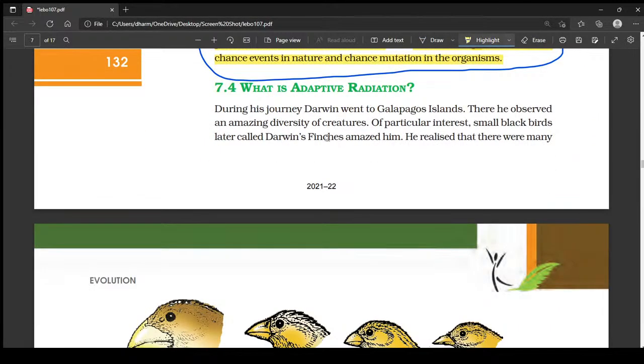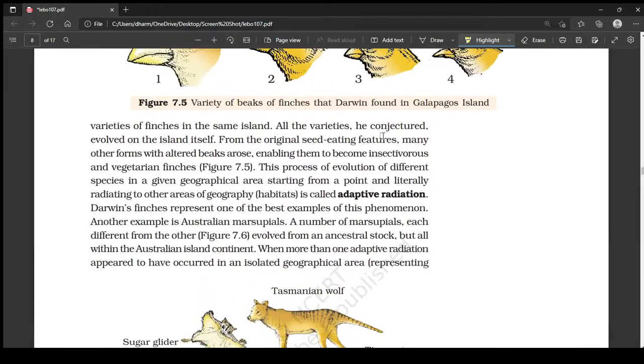What is adaptive radiation? During his journey, Darwin went to the Galapagos Islands. There he observed an amazing diversity of creatures. Of particular interest, small black birds, later called Darwin's finches, amazed him. He realized that there were many varieties of finches on the same island.